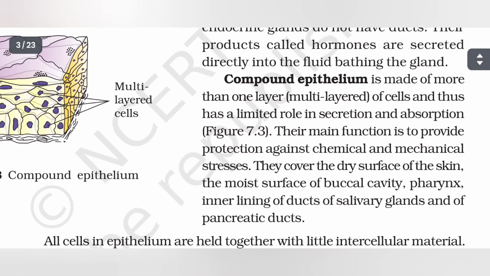Compound epithelium is made of more than one layer of cells and thus has a limited role in secretion and absorption. Their main function is to provide protection against chemical and mechanical stresses. They cover the dry surface of the skin, the moist surface of buccal cavity, pharynx, inner lining of ducts of salivary glands and of pancreatic ducts.